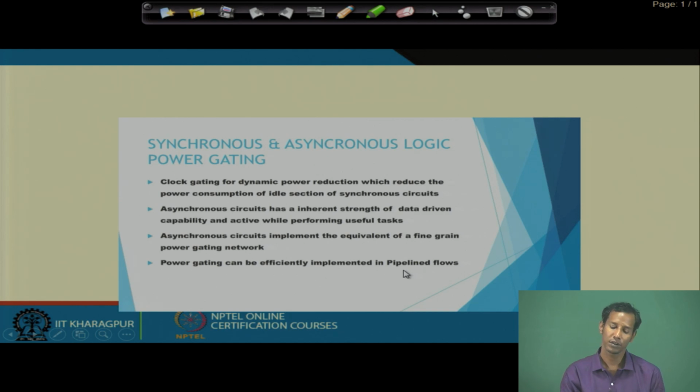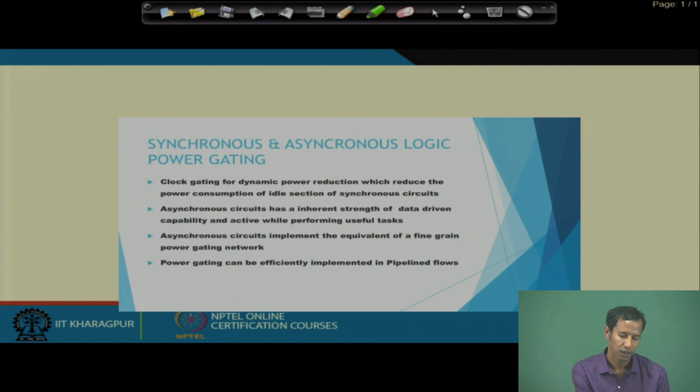Okay. So, that means for the synchronous circuit as well as the asynchronous circuit we can apply clock gating as well as power gating, whereas asynchronous circuits will be much more useful for power gating, and their controlling mechanism for power gating will be much more simpler than the synchronous circuit.